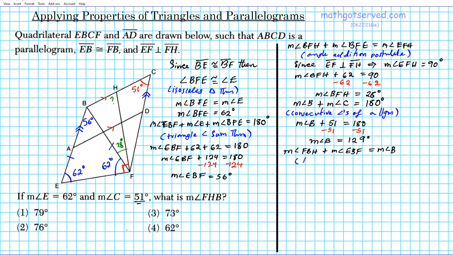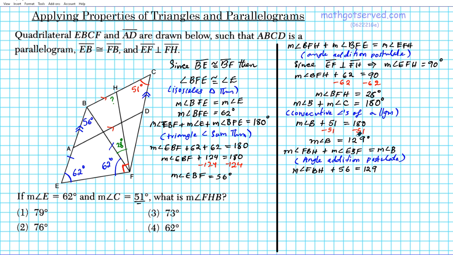So based on the angle addition postulate, okay, so nice. If you add this one and this one, you get the whole thing. That's what the angle addition postulate is. What we're looking for is the measure of angle FBH. So measure of angle FBH plus the measure of angle EBF. EBF is what? We already know what it is, 56, right? Bam, 56 is equal to measure of angle B, which we found to be 129 previously.